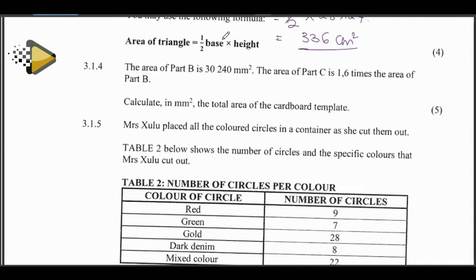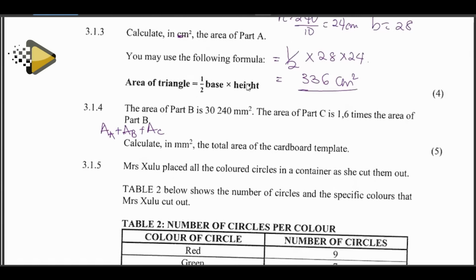What are we looking at? That means you're going to add the area of A plus the area of B plus the area of C. Already we have the area of A, but it now has to change into millimeters squared. And remember, when we are changing centimeters squared to millimeters squared, we multiply. So we shall multiply by 10 to the power of 2. Together?